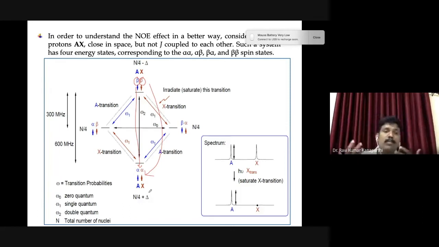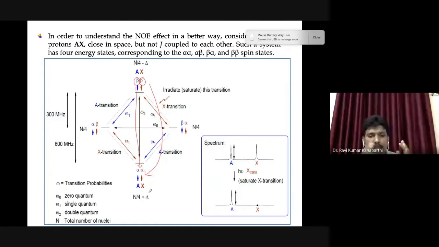Either the enhancement or decrease is happening mainly because of this relaxation process. In certain cases, the double quantum transition will be more dominant than the single and the zero quantum transition relaxation processes. In some cases W1 will be dominating, in some cases W0 will be dominating. It depends upon the system.